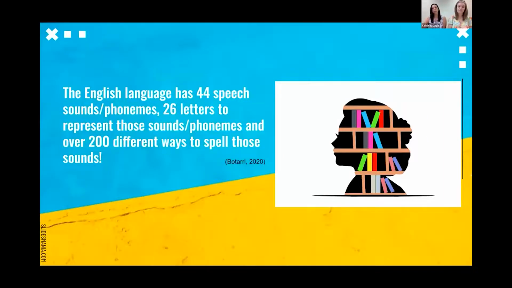So the English language has 44 speech sounds or phonemes, right? There are 26 letters to represent those sounds and phonemes. And there's over 200 different ways to spell those sounds. So we must provide students with tools to help them learn these 200 different spellings of sounds. And research proves that flashcards or memorization alone are not the correct tools. So we need to provide them with the correct ones, such as the sound wall.